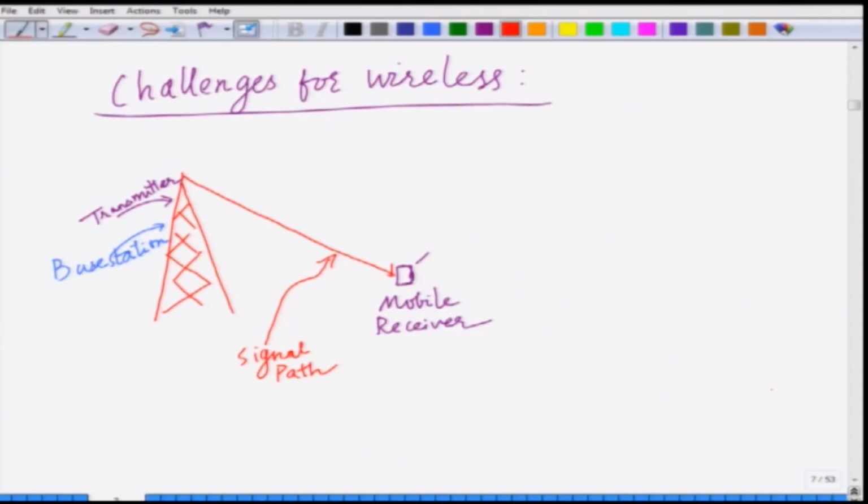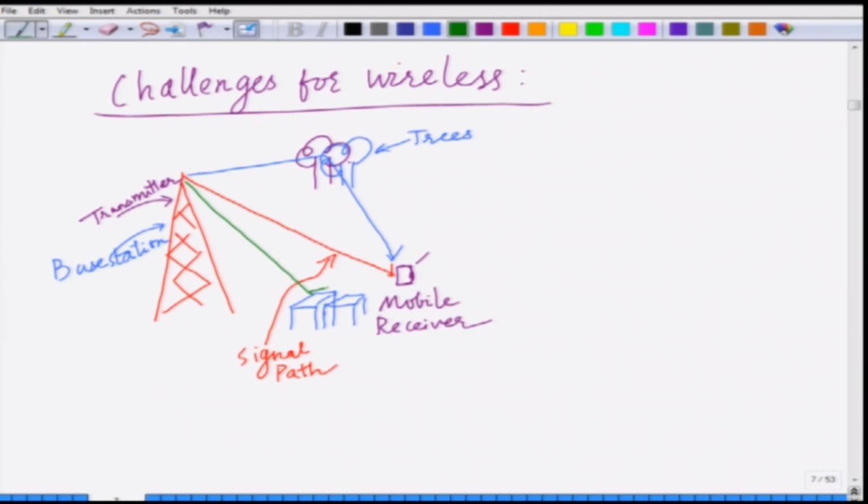However, in a wireless communication scenario, unlike a wireline channel, there is no guiding medium, there is no wire between the transmitter and receiver. So while there is a straight line path between the transmitter and receiver, there can also be multiple reflected components which arise from, for instance, objects such as trees. So these are some trees in the wireless propagation environment, and you can also have some other objects which deflect the signal, for instance, buildings.